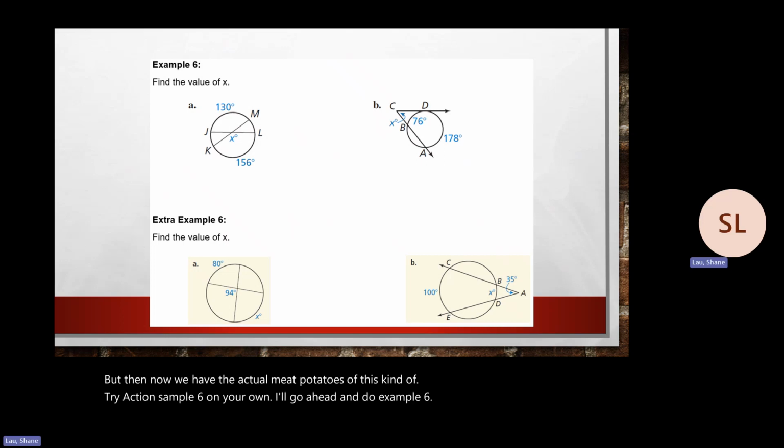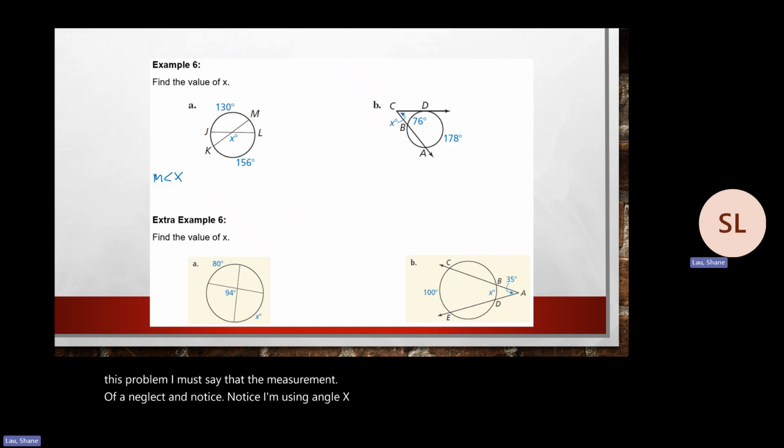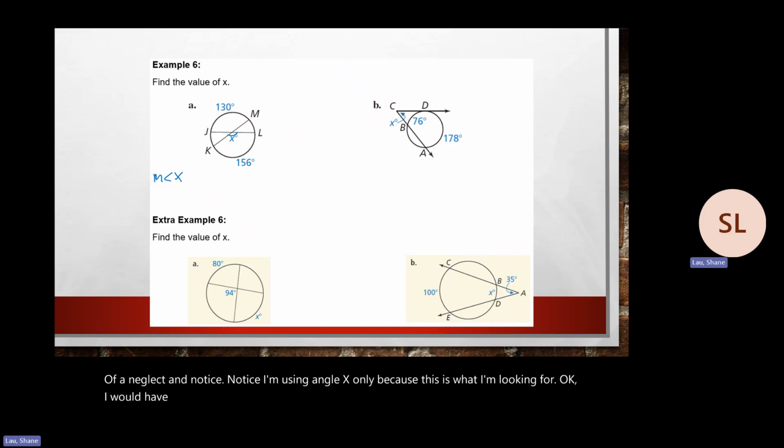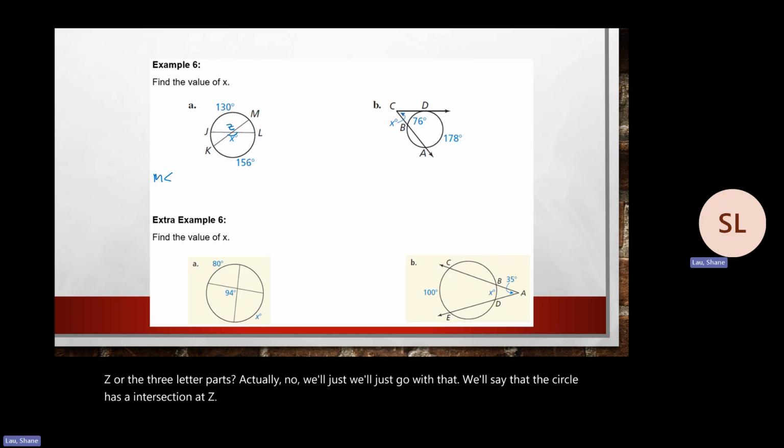Now here I'm dealing with a chord and a chord, which means I have my inside angles. And in this problem, I must say that the measurement of angle x. Notice I'm using angle x only because this is what I'm looking for. I would have called it angle z, or the 3-letter parts. Actually, no, we'll just go with that. We'll say that the circle has an intersection at z. That is that intersection. And I will say that the measurement of angle KZL.